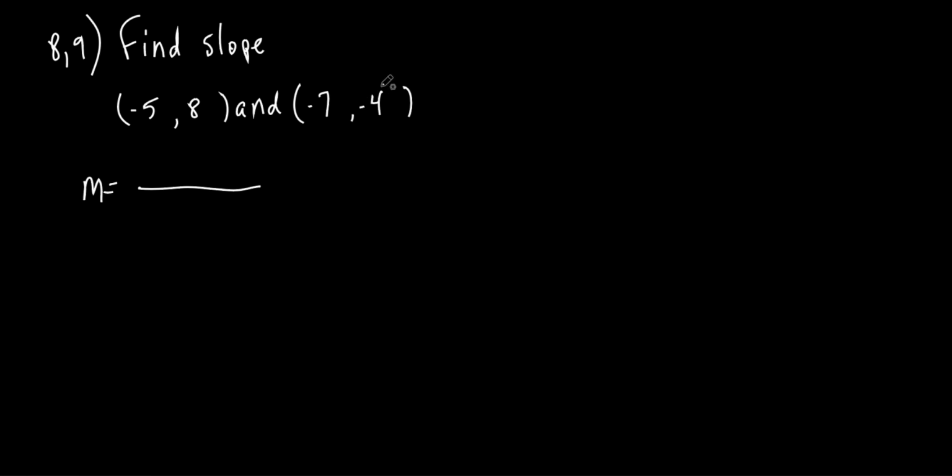Okay. Yeah, we're used to doing it that way, so let's just do it like that. So let's take the second one, negative 4, minus the first y, which is what? 8. Let's do the same thing with the x's and put them on the bottom. So you have to go in this order. If you did this order on the y's, you got to go in the same order for the x's. Everybody got that? So it's going to be what? Negative 7 minus what? Negative 5.